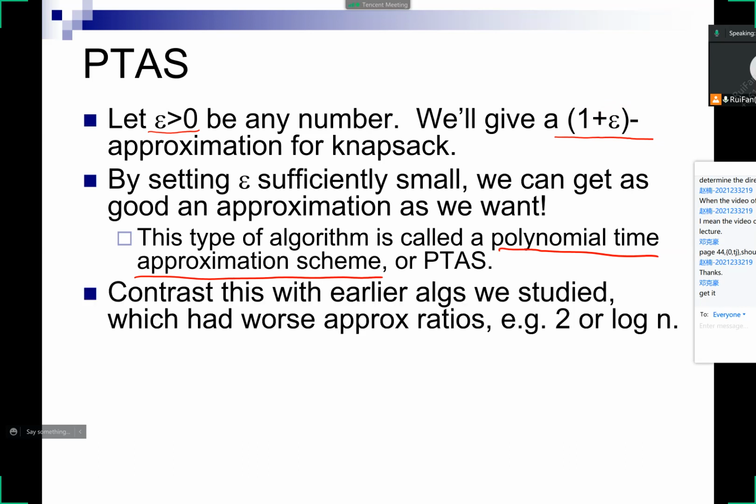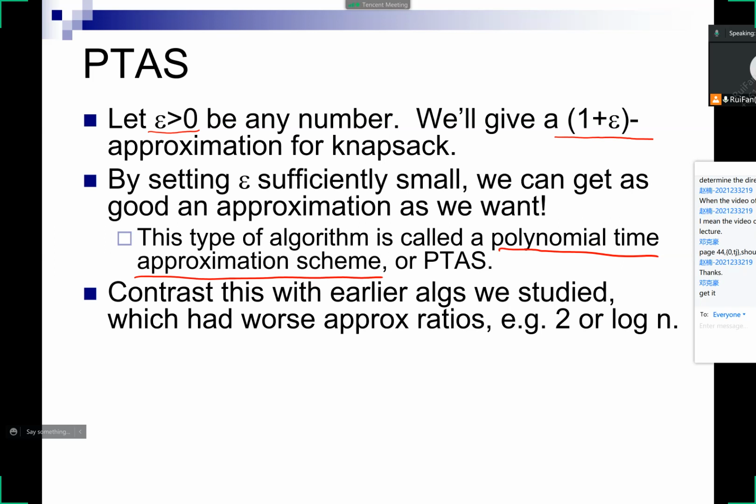However, you cannot set epsilon to 0 because the running time of this algorithm is going to increase. So the smaller you make epsilon, the longer this algorithm will take. If you set epsilon to be 0, then this algorithm will take infinite time to run. But for any positive epsilon, you can get a 1 plus epsilon approximation, but it will take you more time the smaller you make epsilon.